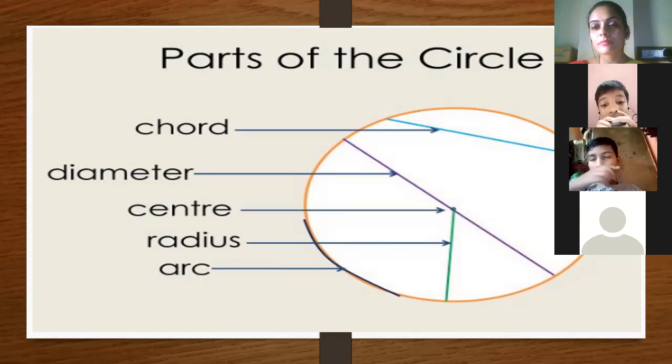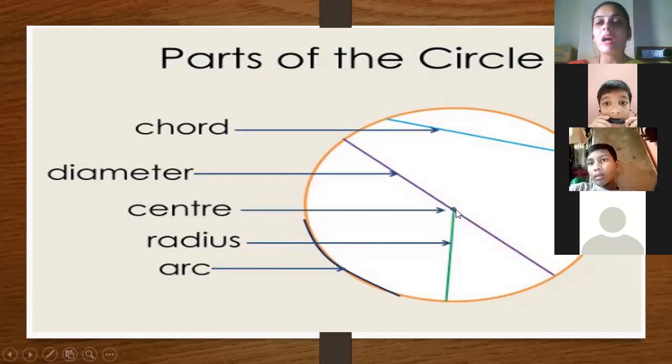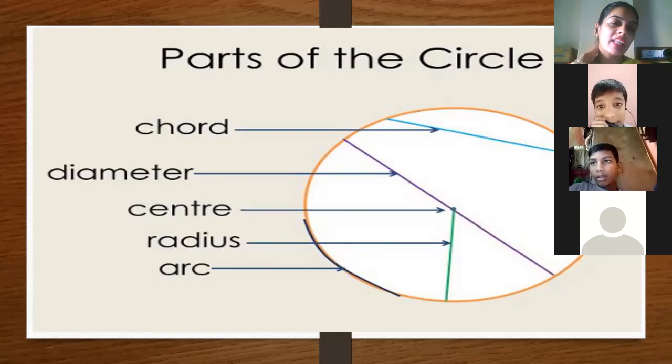It is from the center point to the circumference. Kedar, you also answer. And what is the circumference? The outline of a circle. Very good, Kedar. The outer part around the circle is the circumference.